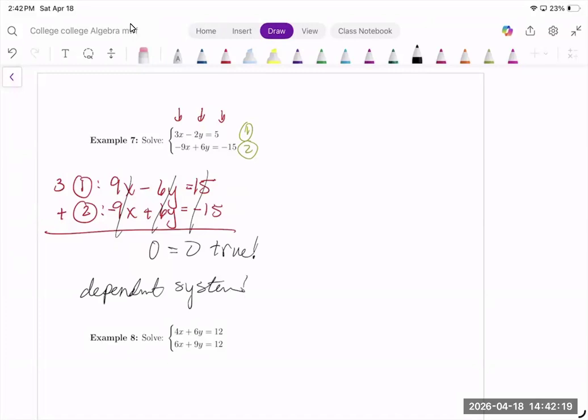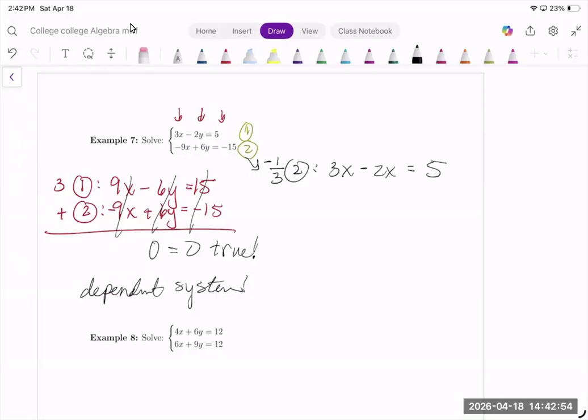This is a dependent system. Because if you look closer at equation 2, if I run a negative 1/3 through equation 2, 9 divided by negative 3 is 3x. 6 divided by negative 3 is a negative 2x. And then negative 15 divided by negative 3 is a positive 5x.